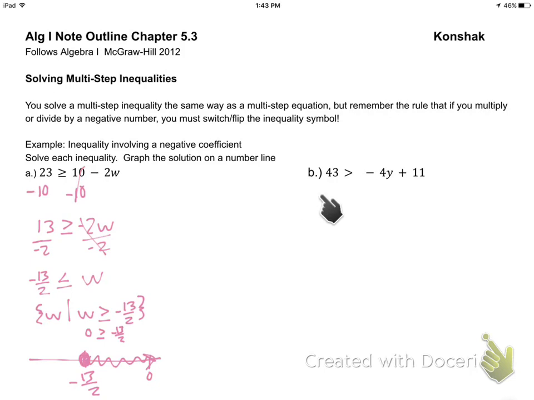So, 43 is greater than negative 4y plus 11. Try that on your own. Give me all three things, please. So what's my first step, guys? Subtract 11 from both sides. 11's cancel out. What am I left with here? 32 greater than negative 4y. Okay, do I flip the sign now? Because I subtracted 11? No. Next.